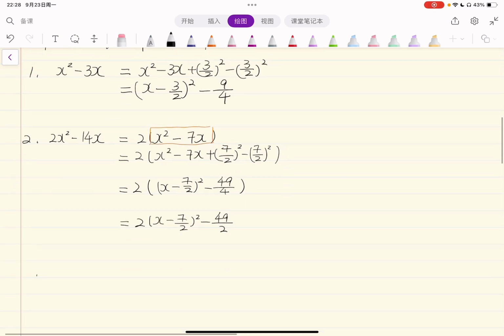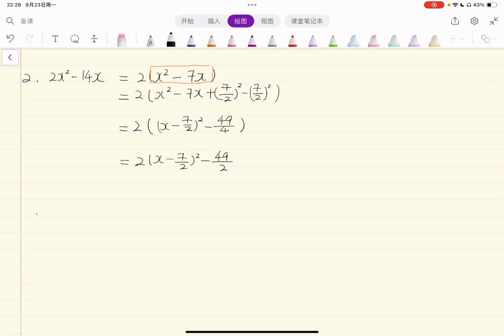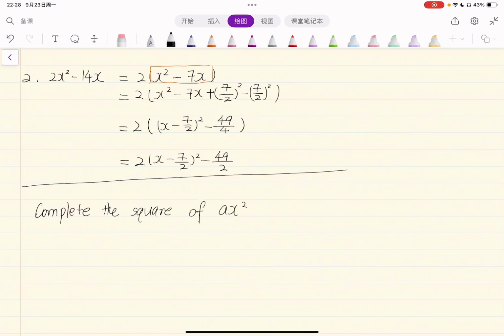Now let us move on. So how do we complete the square of ax squared plus bx plus c?